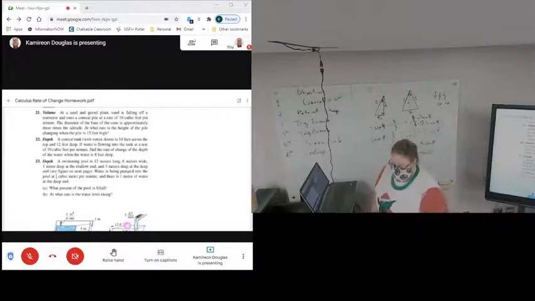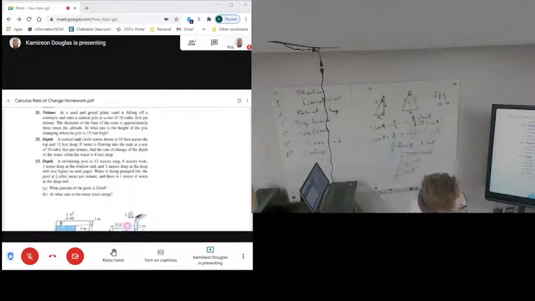At a sand and gravel plant. Yes, they do exist. They take big rocks and they break them into small ones. It's cool. Sand is falling off a conveyor and onto a conical pile at a rate of 10 cubic feet per minute. The diameter of the base of the cone is approximately 3 times the altitude. At what rate is the height of the pile changing when the pile is 15 feet high?